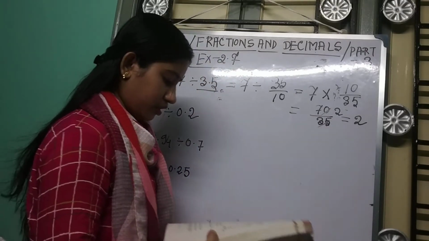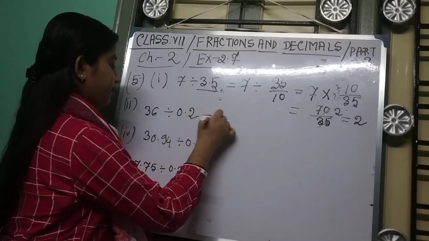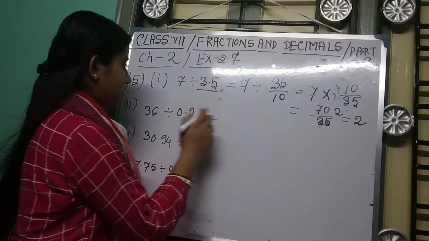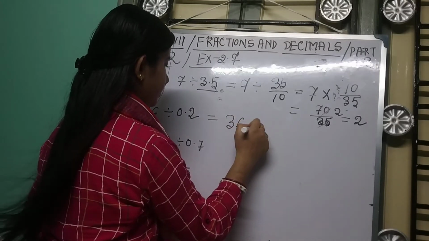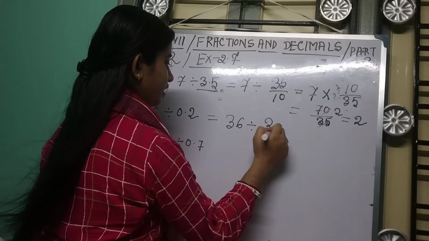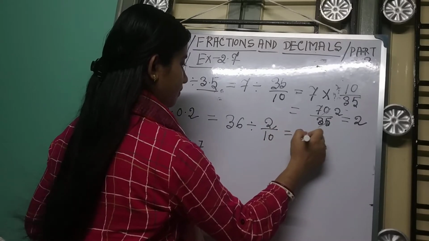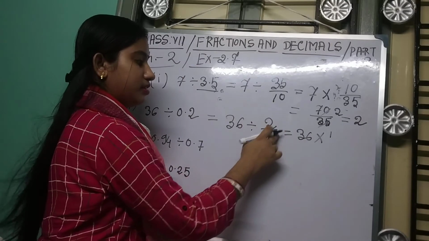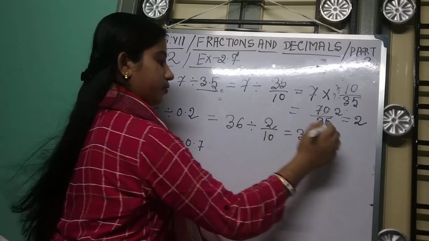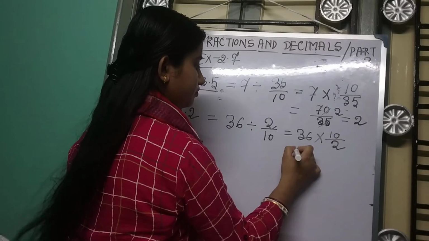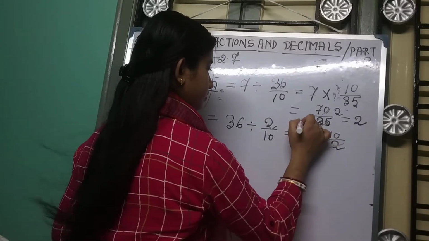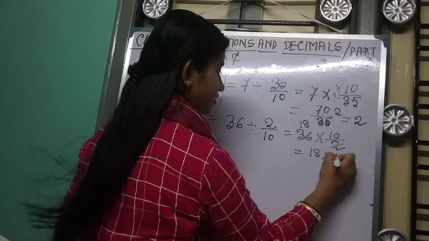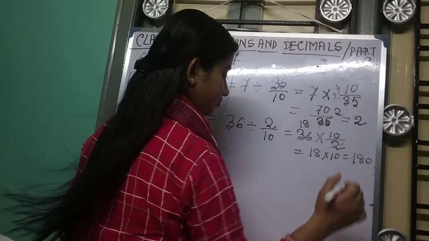Now next, this is number 2: 36 divided by 0.2. Here is a decimal number, so we convert this decimal number into a fraction. Then we get 36 divided by 2 by 10, and we convert this division into multiplication and write the reciprocal of this number. Reciprocal means 10 by 2. Now we get 18 into 10, that means 180.